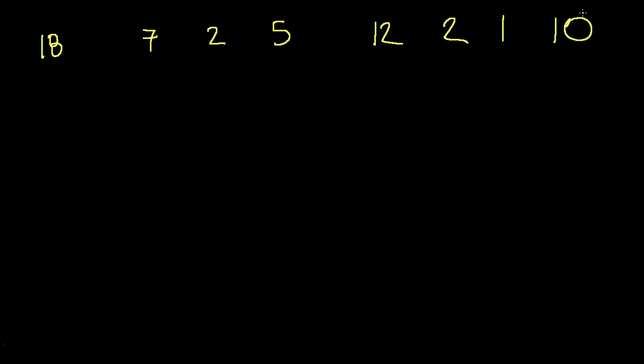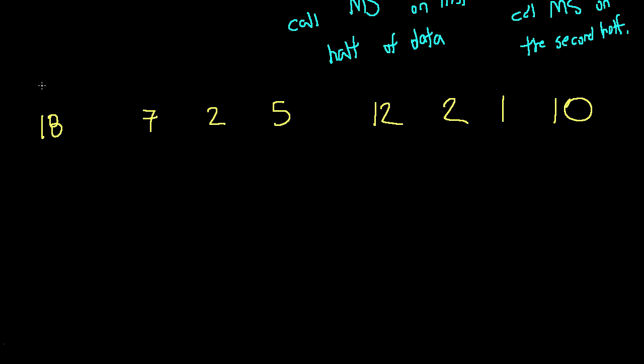Okay, so we have those values, right? And if we want to correspond this to what we saw before, this over here is our x1, our x2, dot, dot, dot, all the way over here. This is going to be xn. So that is how the values are inputted. This is not ordered in any way, right? 18, 7, 2, 5, 12, 2, 1, 10. We want this to be in an actual order.